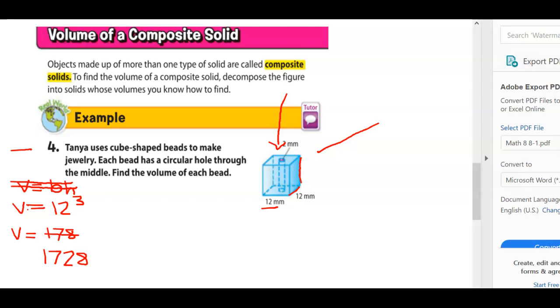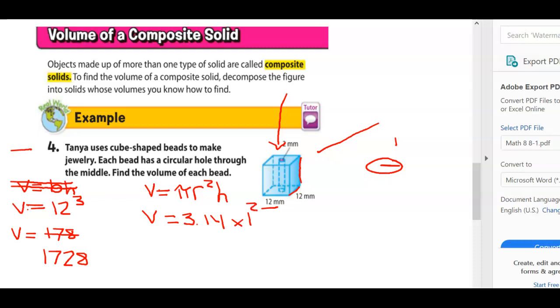So I have the whole thing, and now what I need to do is take away the cylinder on the inside. They're telling me that all the way across the cylinder is 2, so halfway across the cylinder is going to be 1. And when we do the volume of a cylinder, the volume is equal to pi times the radius squared times the height. So we'll say the volume is going to be 3.14 times the radius squared. Halfway across the circle is 1, so we're going to do times 1 squared.